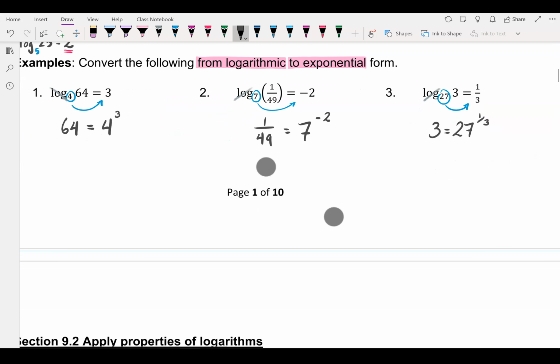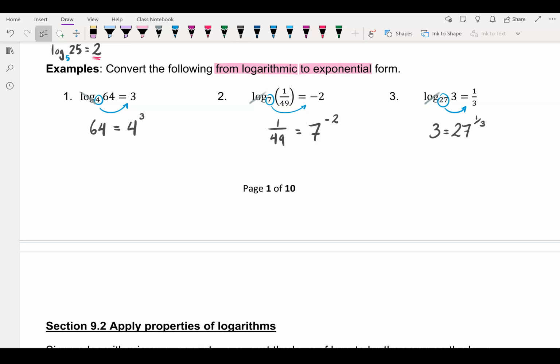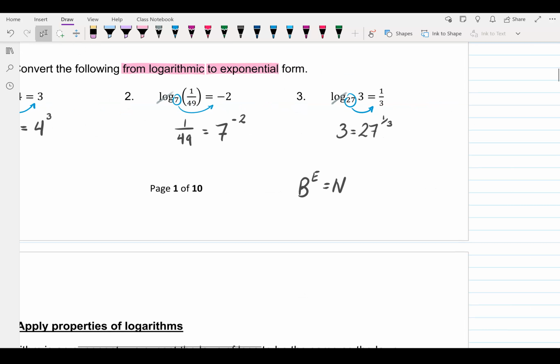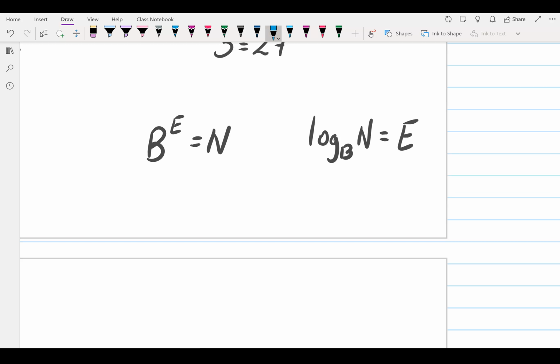So long story short, if you want to know why this rule works, it's because of this. We know that b to the power of e is n. We also know that log base b of some number is an exponent. So those rules are equivalent, exponent form and logarithmic form. Take the base, bring it over here, what do you get? You get e equals log b of n.